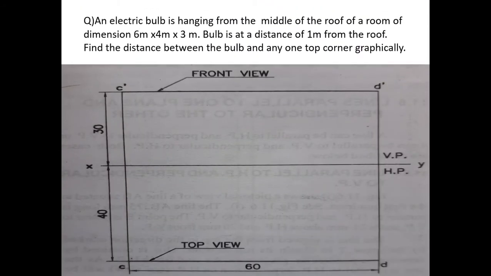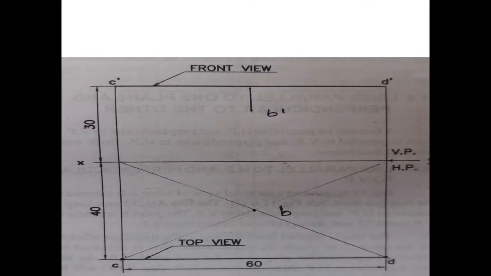Another question: an electric bulb is hanging from the middle of the roof of a room of dimension 6 by 4 by 3 meter. Bulb is at a distance of 1 meter from the roof. Find the distance between the bulb and any one top corner graphically. So as in the previous question, first of all you have to draw the front view and top view of the room. Top view is a rectangle of 6 by 4 centimeter, whereas front view is a rectangle of 6 by 3.